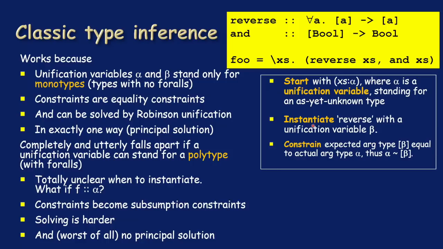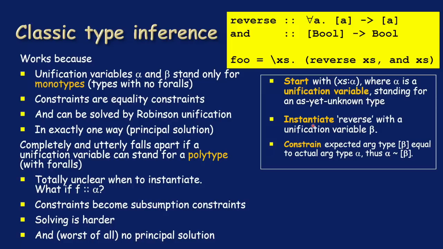So it turns out Damas-Milner type inference is delicately balanced on a beautiful sweet spot at which everything works out smoothly and you get principal solutions. And if you try to introduce polytypes, try to make unification work for polytypes, all of that goes out of the window. Okay, so what to do?